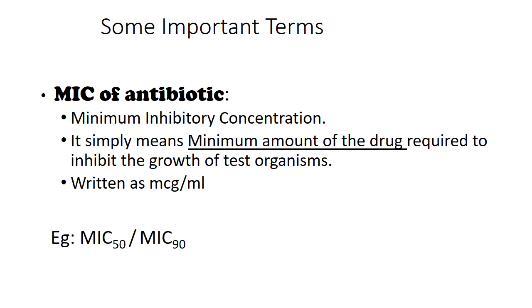MIC is normally written in microgram per ml and is denoted as MIC 50 and MIC 90. What does MIC 50 mean? The minimum amount of drug required to inhibit the growth of 50% of the test organisms. And MIC 90 is for 90% of the test organisms, and that is why they are always written in ratio format, MIC 50 divided by MIC 90. That gives the minimum amount of drug shown to inhibit the growth of microorganisms. So that defines the potency of the antibiotic.